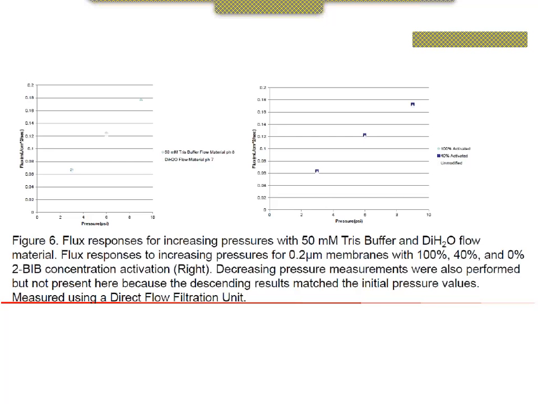On the right is data for pressure and flux measurements using 100% activated, 40% activated, and unmodified membranes. And you can see that all the points are on top of each other, so the activation of the membranes is not constricting the flow through the membrane.